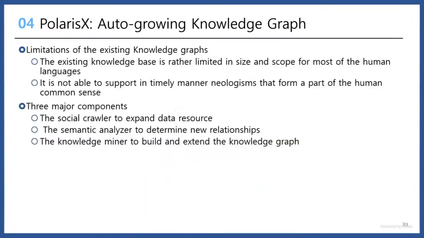Existing knowledge graphs have the following limitations. First, the existing knowledge base is rather limited in size and scope for most human languages. Second, it is not able to support, in a timely manner, the algorithms that form a part of human common sense. Polaris X consists of a social crawler, semantic analytics, and a knowledge miner component.